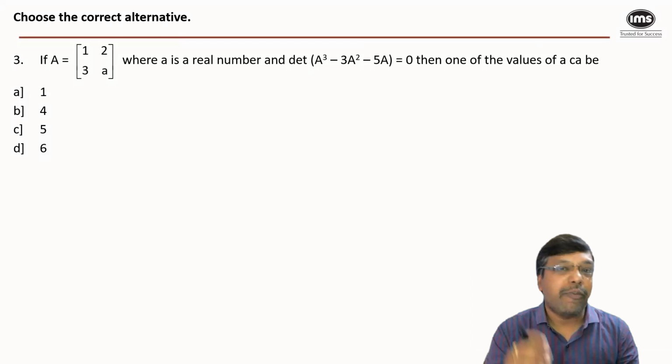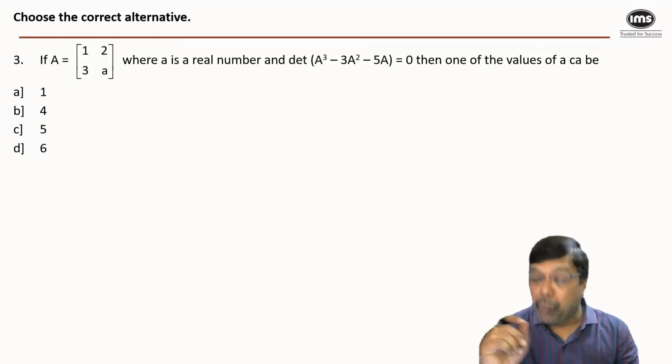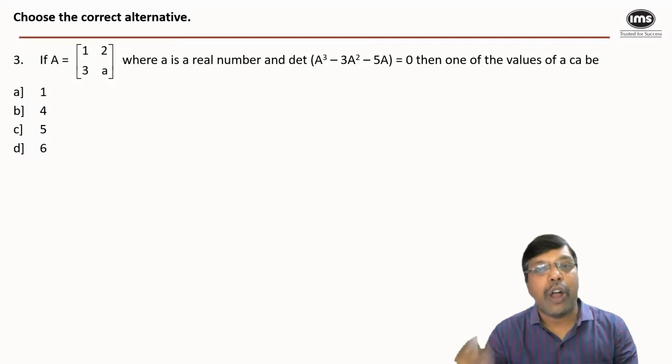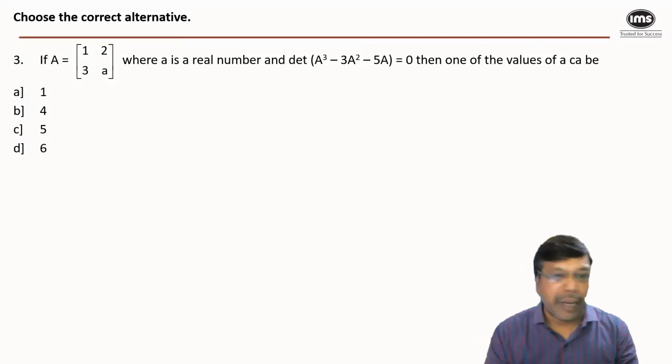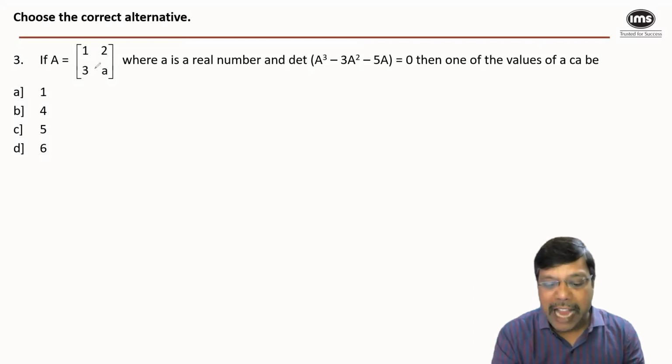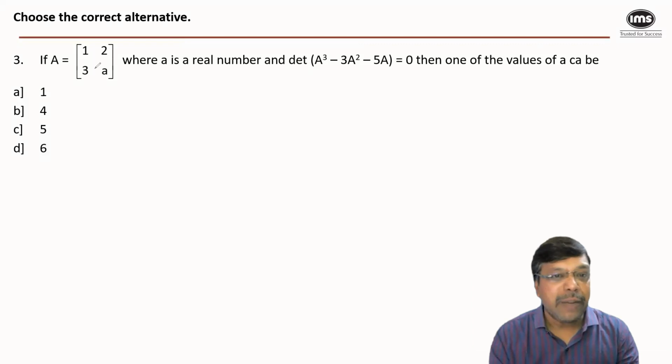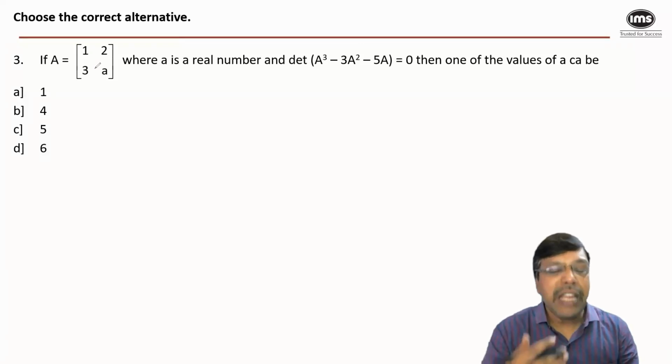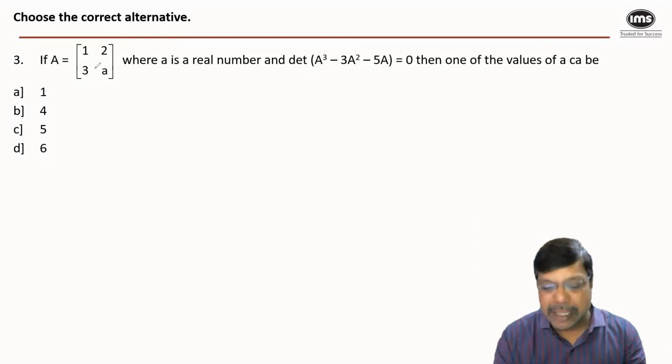Though it's a problem of matrices, let me show you how easily we can find the answer, provided we have a sound knowledge of the fundamentals of the topic. Let's see what the question at hand is. We have A as a 2 by 2 matrix given, and it is mentioned that determinant of A cube minus 3A square minus 5A is equal to 0. Then we want to know one of the values of a can be which one from the answer options.